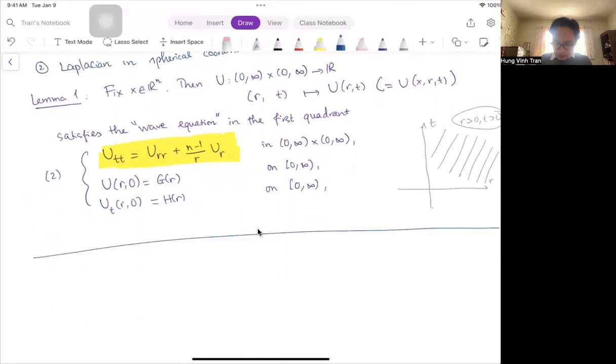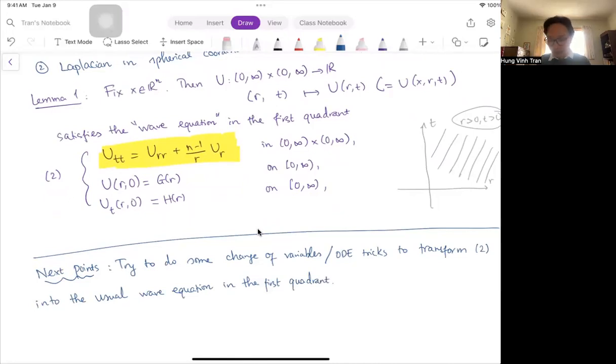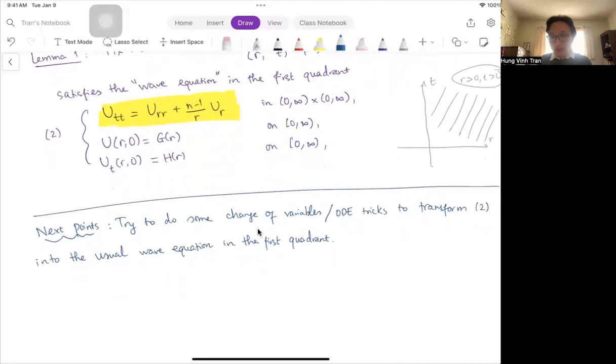Now the next point is that we try to do some change of variables, or in general some ODE trick, to transform equation 2 into the usual wave equation in the first quadrant, that we know how to solve from previous lectures. And it turns out that this trick works well.